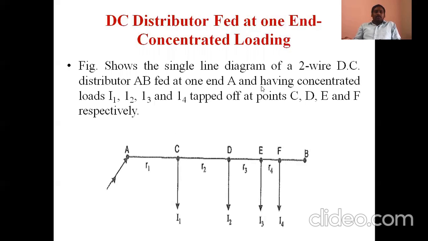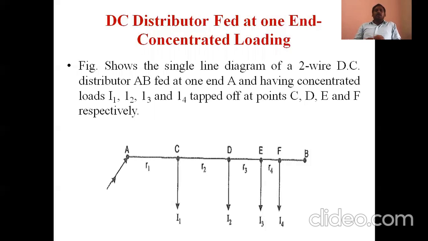Here we have concentrated loads I1, I2, I3, I4, which are tapped off. The loads are taking power supply from the distributor, and this phenomenon is called tapping. Load I1 is tapped off at point C, load I2 at point D, load I3 at point E, and load I4 at point F.